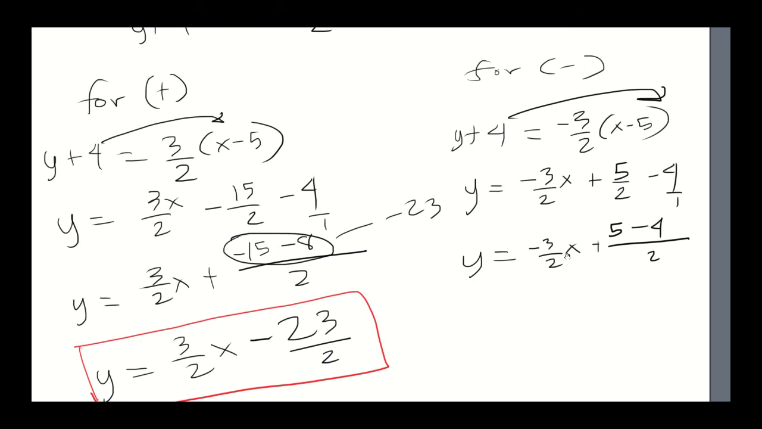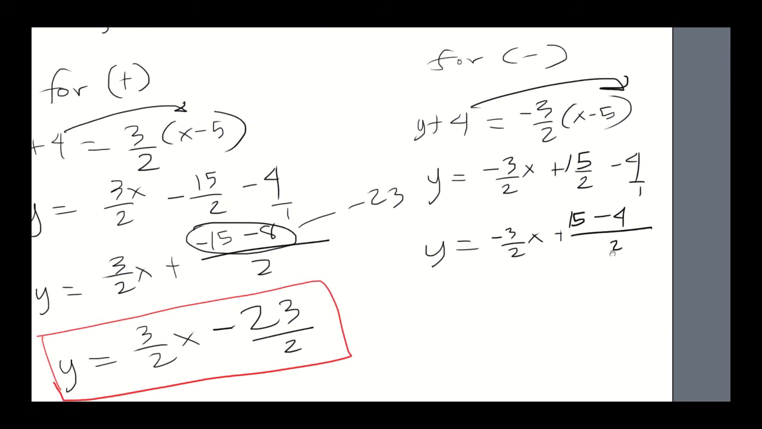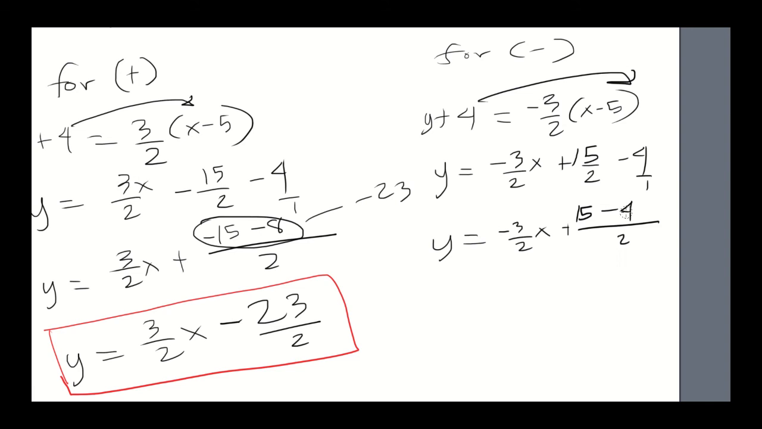Wait, okay, this should be 15. Sorry for that, it should be 15. And this should be 8. So 15 minus 8. Okay, so y equals negative 3 over 2 x, and 15 minus 8 is equal to positive 7, so plus 7 over 2.